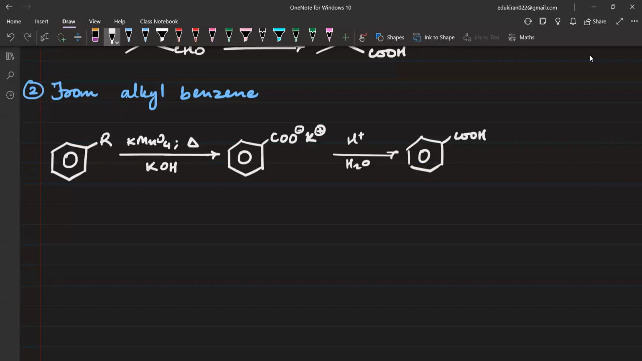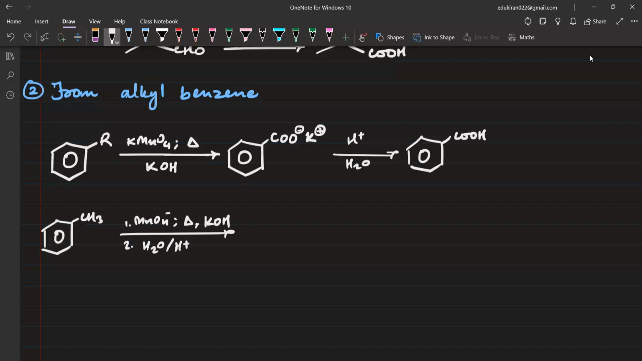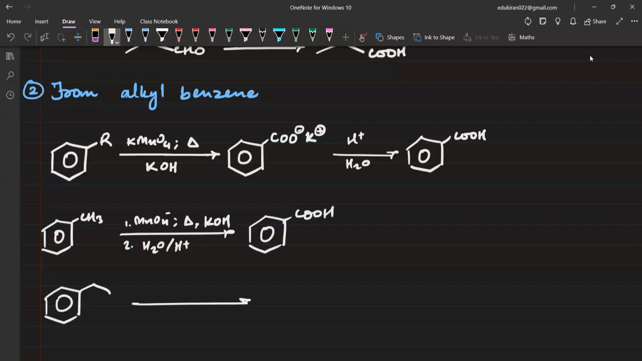So it doesn't matter if you have toluene. First step, we have MnO4 negative, heat, and KOH. Second, we have water in the presence of H positive. You will get carboxylic acid, and specifically speaking, you will get benzoic acid, COOH. Similarly, it doesn't matter if you have even 2 carbon atoms attached to the benzene ring, CH3, CH2. If you have the same reagent, you will again get the benzoic acid as it is.